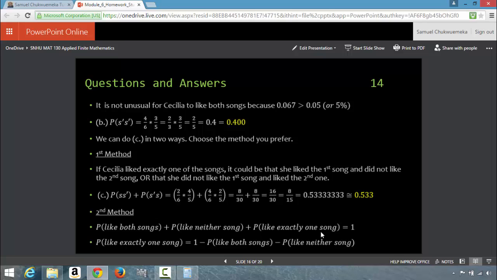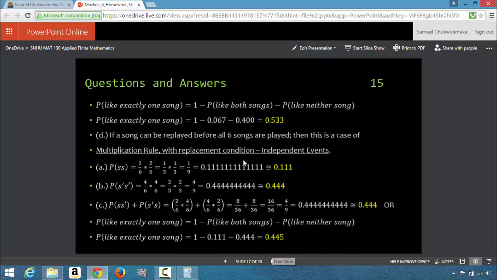Or you can use the method in your textbook. And what is the method in your textbook? You can use this formula: probability that she likes both songs plus probability that she likes neither song plus probability that she likes exactly one song will be 1. So if we have to find the probability that she likes exactly one song, that would be 1 minus the probability that she likes both songs minus the probability that she likes neither song. And when we do that, we'll still have the same answer.